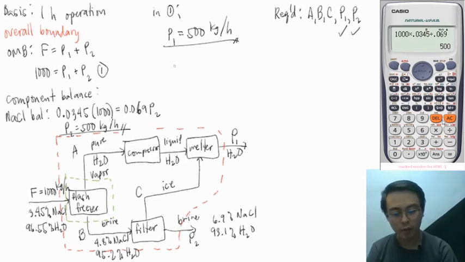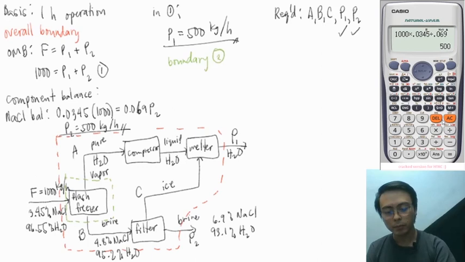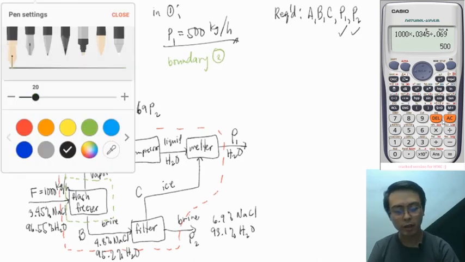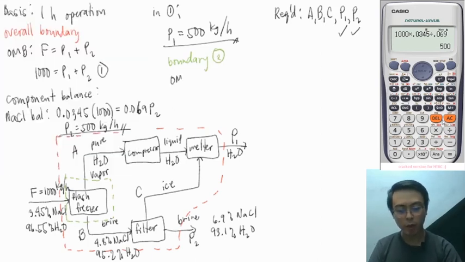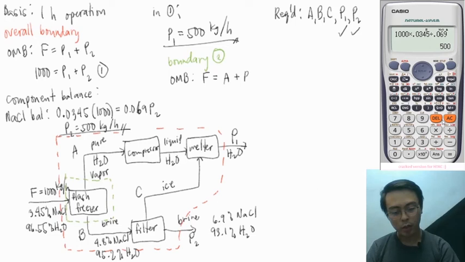Let's have the next boundary. Let's call that boundary 2. So let's again perform OMB on boundary 2. That is F equals A plus B. F is 1000. Substitute. We now have our equation 2.